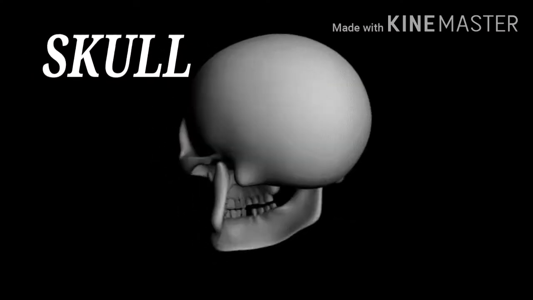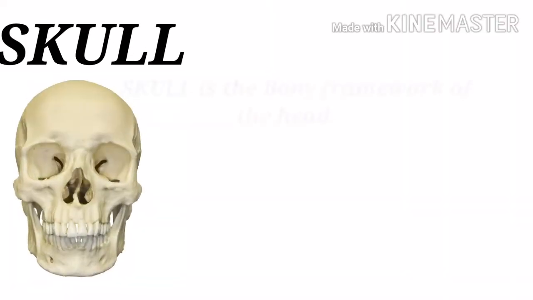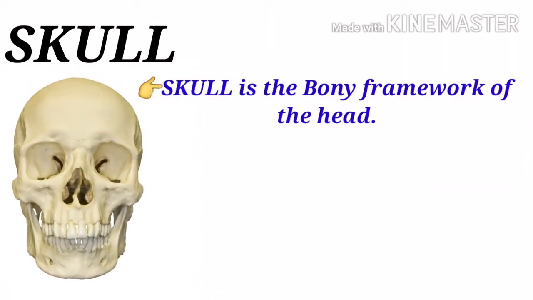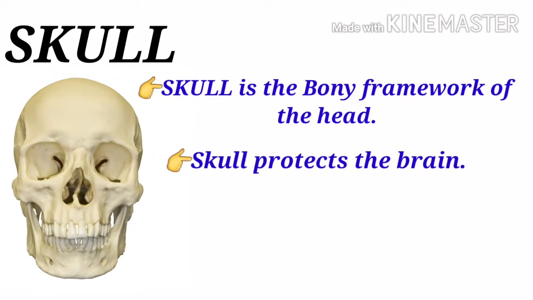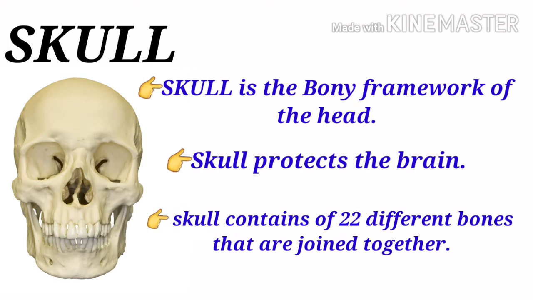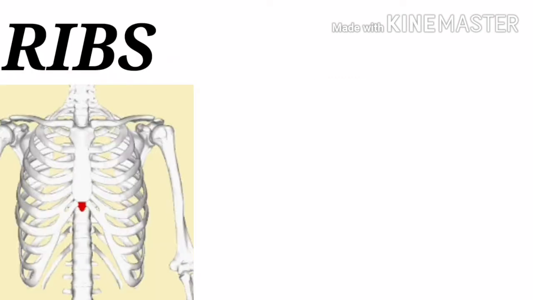Now, skull. The skull is the bony framework of the head. The skull protects the brain, and the skull consists of 22 different bones that are joined together.